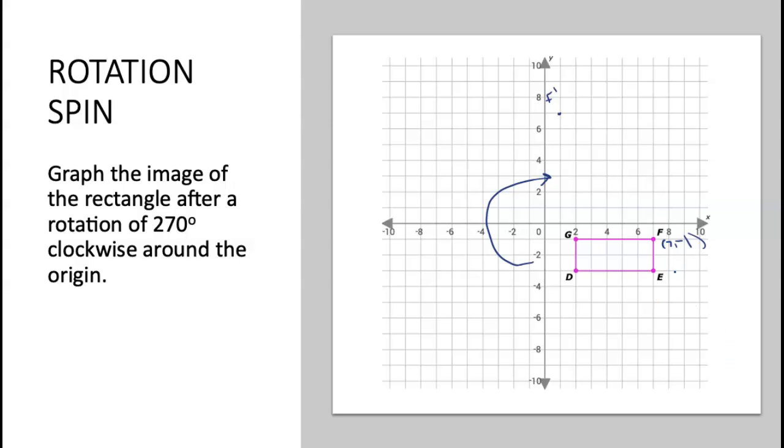Okay, my E was 7, -3, which means it would be 3, 7. My G looks like 2, -1, so I would be at 1, 2. Here's G. And D is at 2, -3. So now it's going to be 3, 2. And you have your new rectangle.